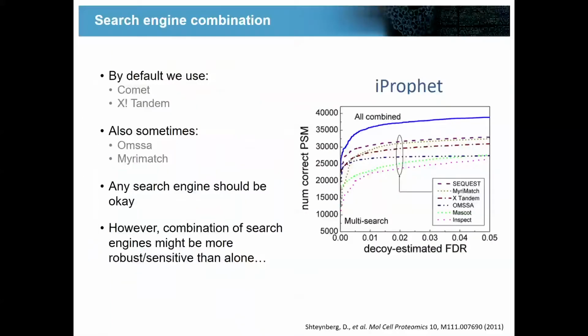This is potentially useful because it's just boosting the sensitivity a little bit. If you look at the number of correct PSMs as a function of a fixed FDR, when you take these 5 search engines and combine them individually or together, you get better discrimination. By leveraging all these together, you get a better discriminant score that gives a little bit better sensitivity at fixed FDR. This isn't necessary. This is just an optimization that we tend to use.